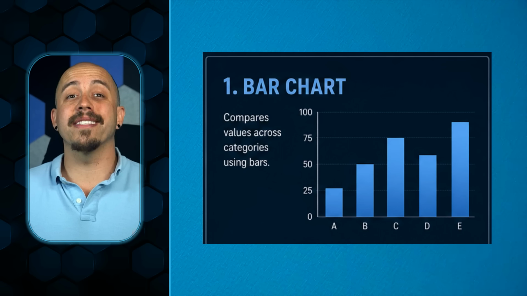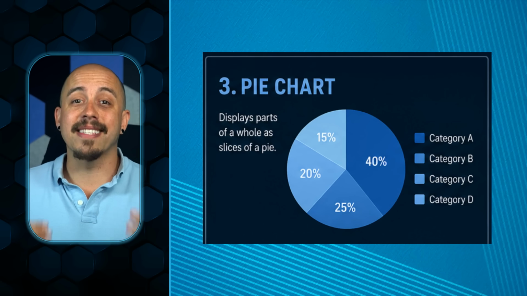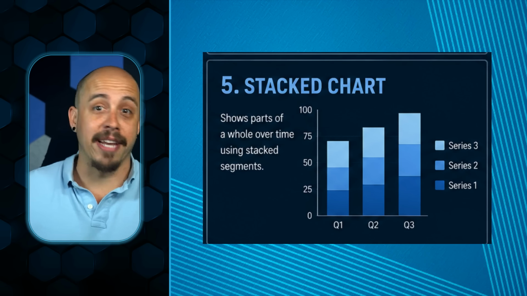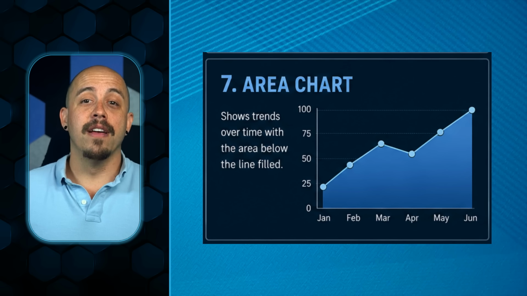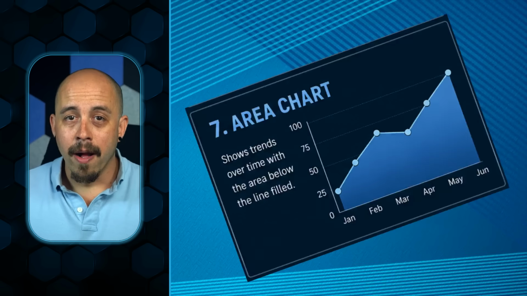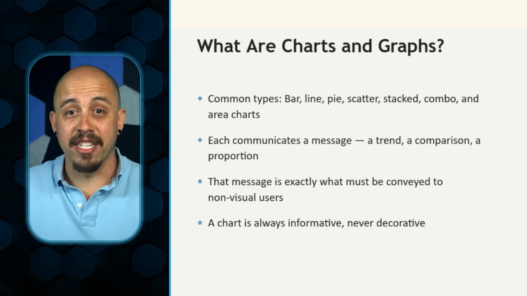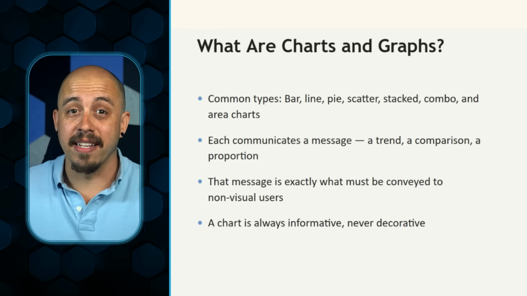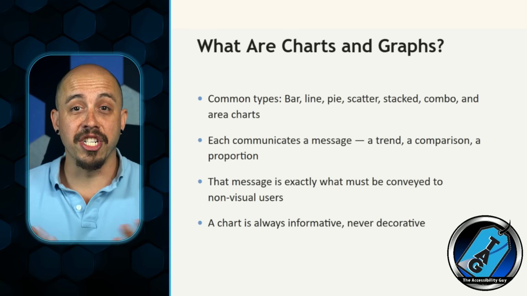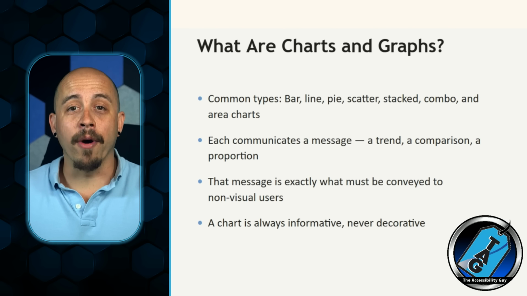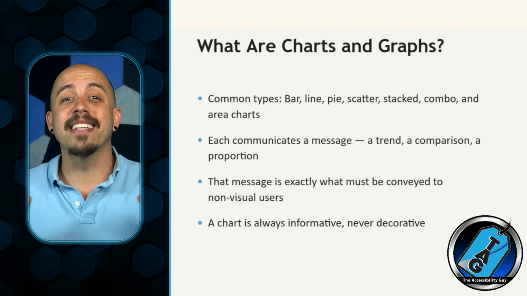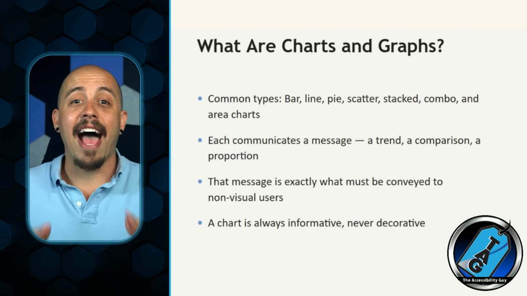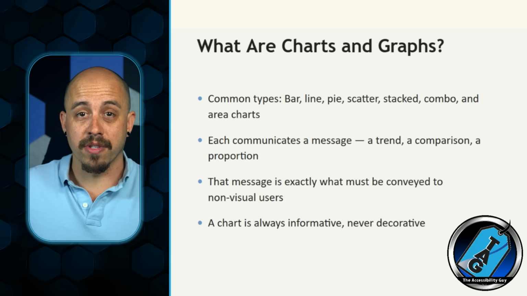Charts and graphs come in a lot of forms. Bar charts, line charts, pie charts, scatter plots, stacked bars, combination charts, area charts, and so on. They each look different, but here's what they all share. Every chart communicates a message, a trend, a comparison, a proportion, a relationship. The message is the whole point. It's the reason the chart exists in the document. And that message is exactly what your text equivalent has to carry to non-visual users.